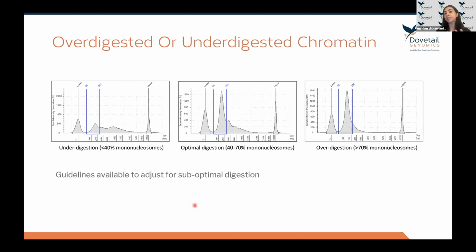Now, if your chromatin is not optimally digested, so if the chromatin is underdigested with less than 40% mononucleosomes, or your chromatin is overdigested with mononucleosomes accounting for more than 70%, we provide guidelines for how to adjust this digestion.